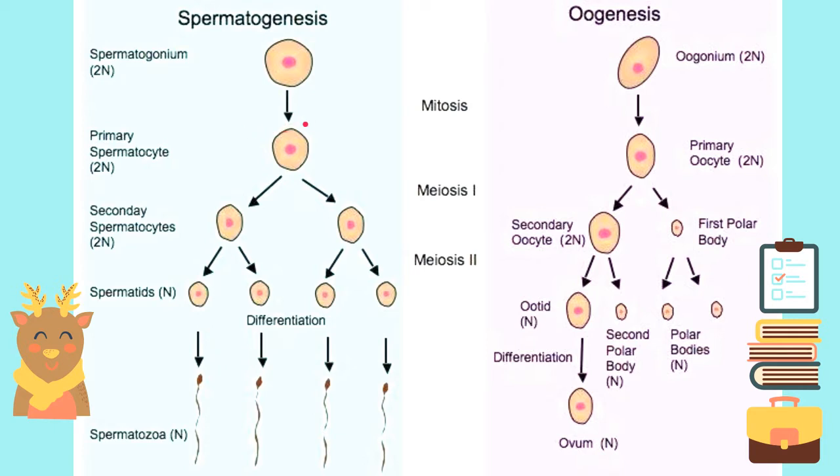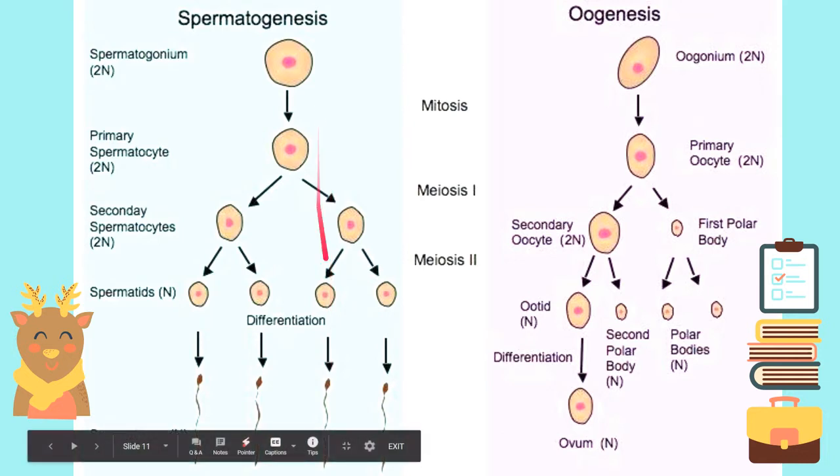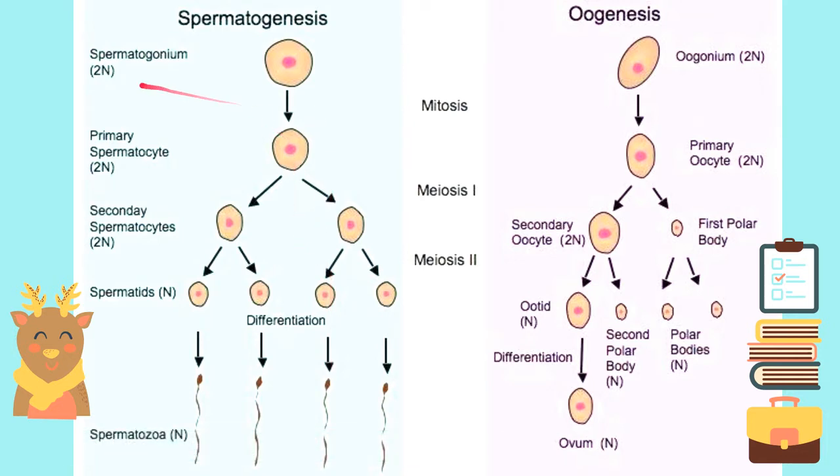However, with the onset of puberty, the rest of the spermatogenesis process will continue. So spermatogonium will now become a primary spermatocyte, still diploid. The secondary spermatocytes, so there are now two new daughter cells, and then those secondary spermatocytes will become haploid spermatids, and then following cell differentiation, all those four spermatids will become future spermatozoa or sperm cells.